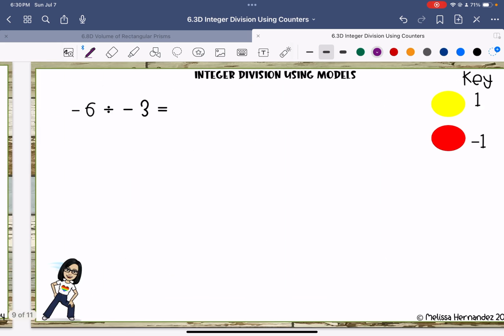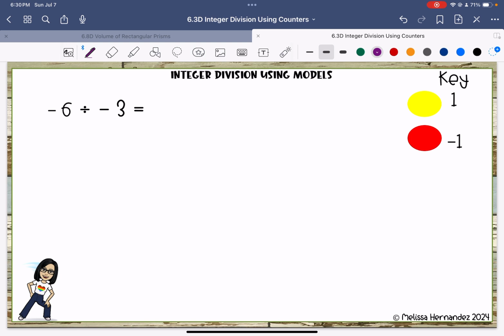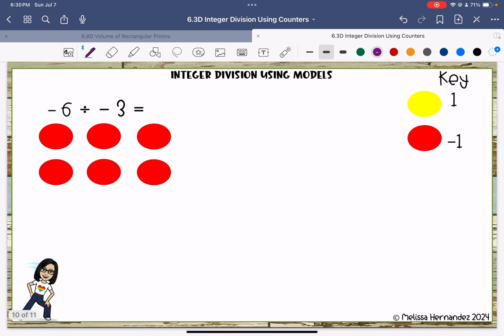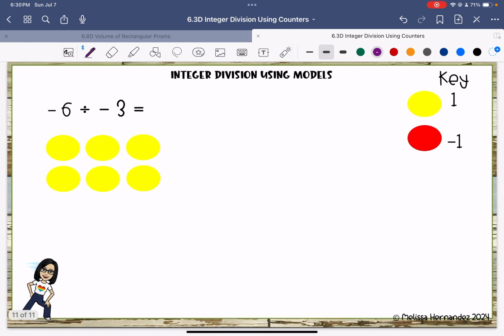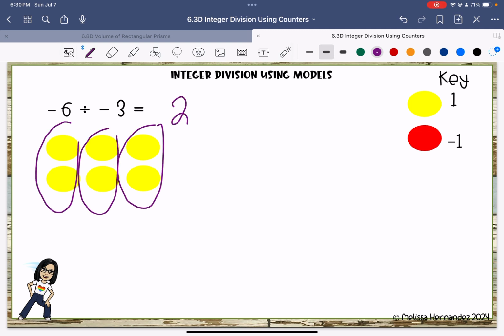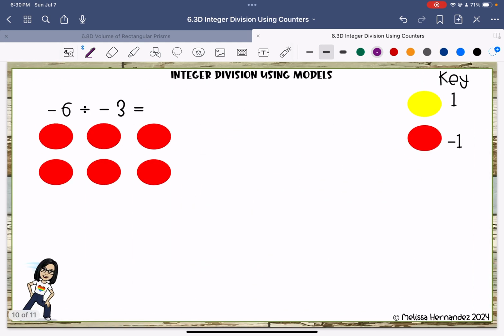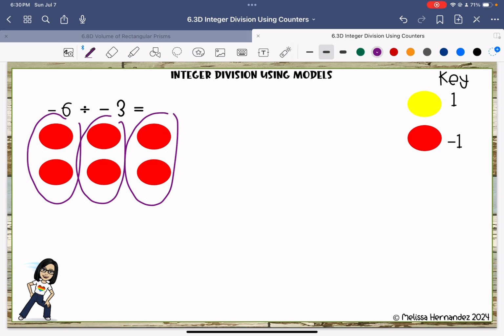All right, for our final example, we have 6 negatives and we're going to split into opposite groups of -3. So you have your 6 negatives, but if we're splitting the opposite, that means we're going to turn all the counters to the opposite side and they'll all be facing positive. So I want 3 groups, and each group will have 2 positives. Let's go back and check it. If you have 3 groups of -2, your total is -6. So it does work out.